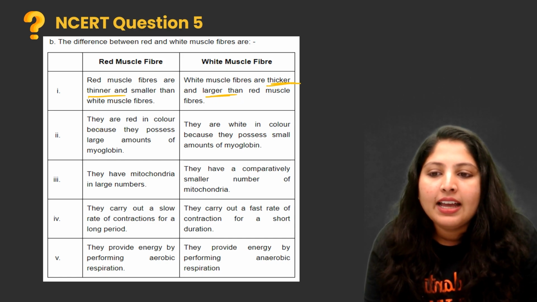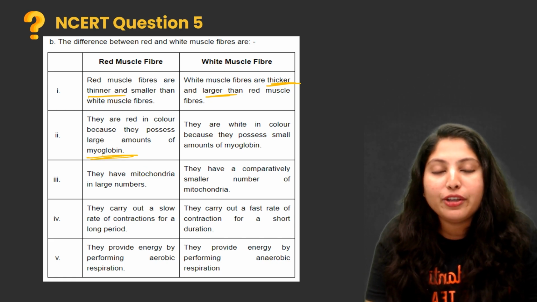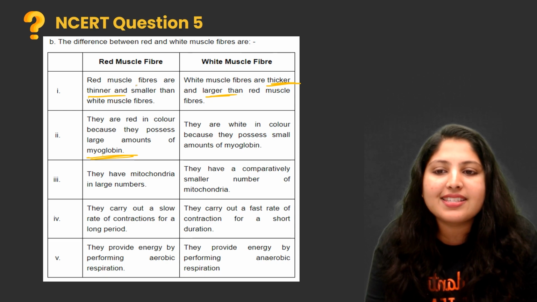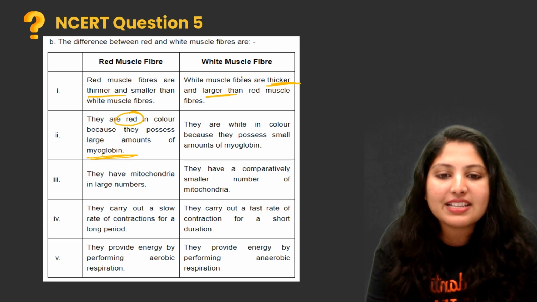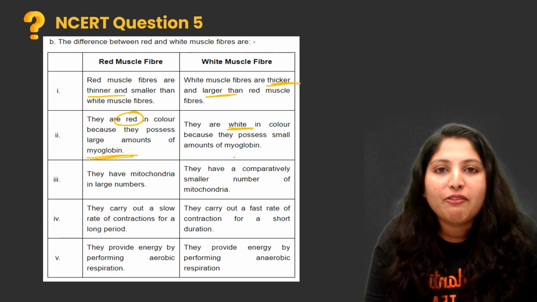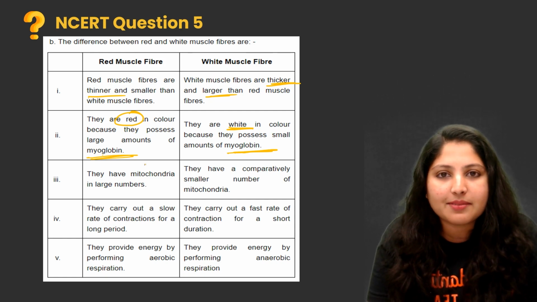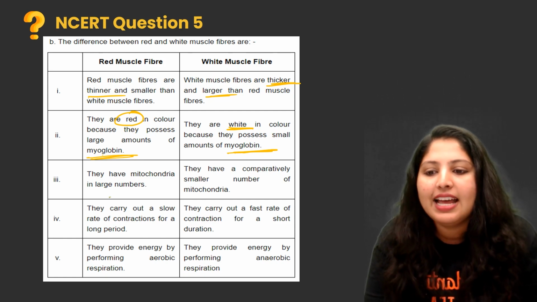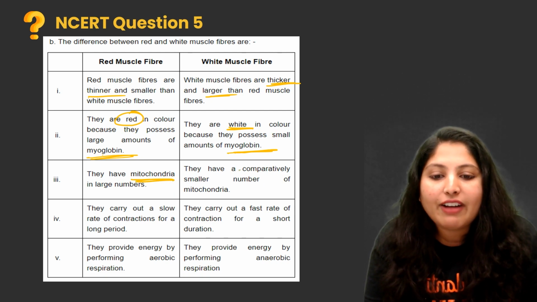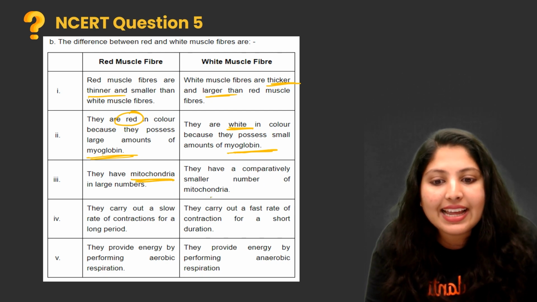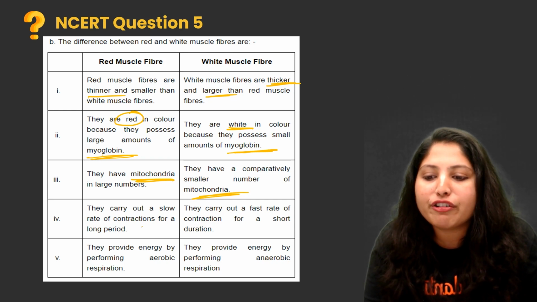Next, they are red in color because they possess a large amount of myoglobin. Red muscle is dark red in color, but white muscle is white in color. Why? Because the myoglobin is less in white fibrils. Next, red muscle has more mitochondria, while white muscle has comparatively less mitochondria.